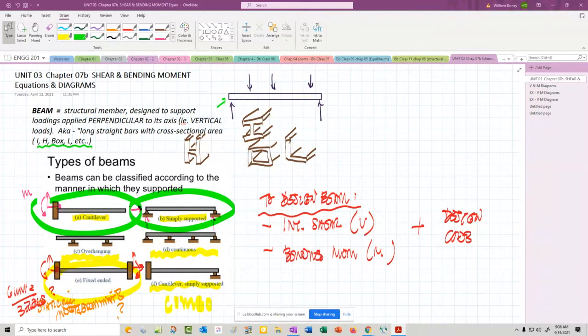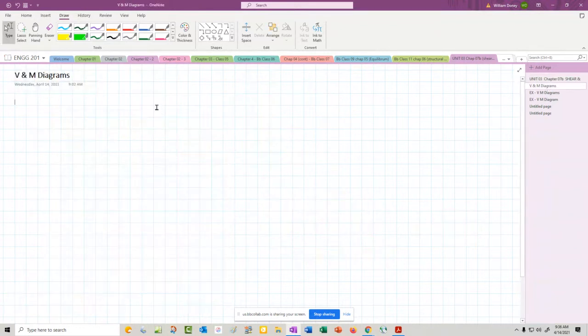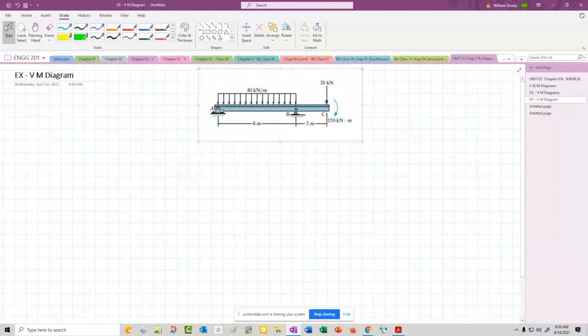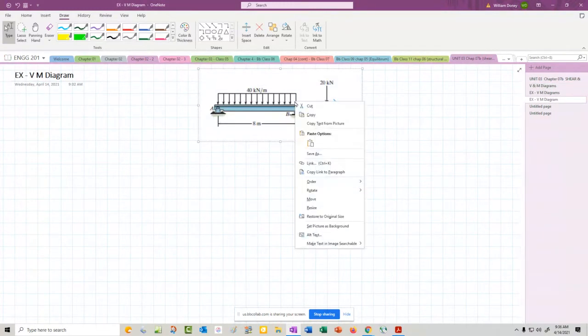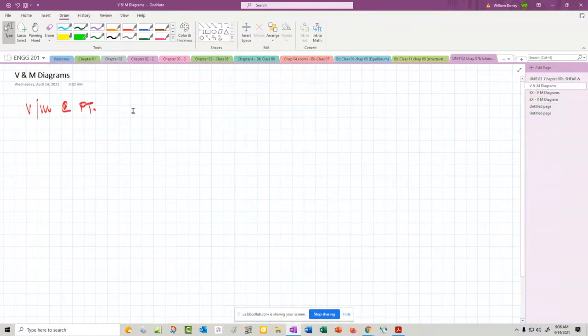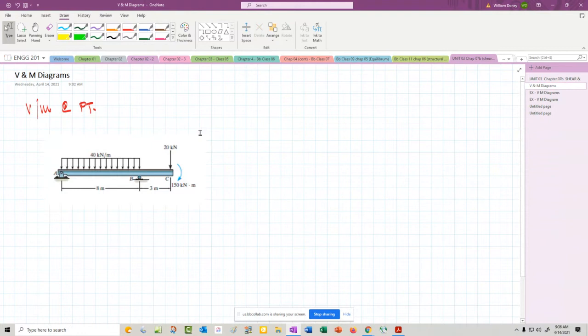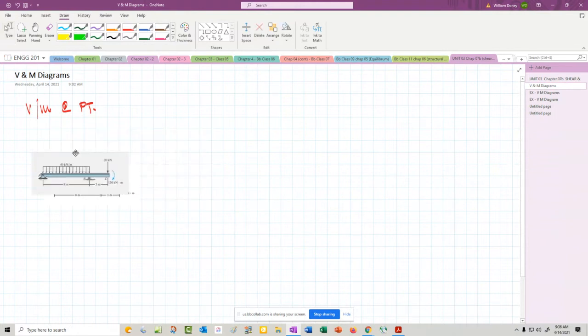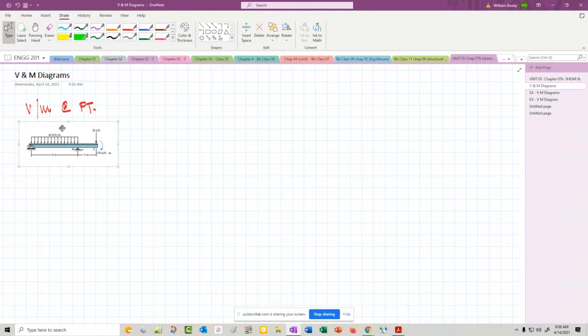All right, so moving into this idea of the shear and bending moment equations and diagrams. Up till this point, we have been finding the shear and the moment at a point. And the way we did that, let me just pull up a diagram here. I'll copy that over. We were finding shear and bending moment at a point. Let's say we were finding it at point C.